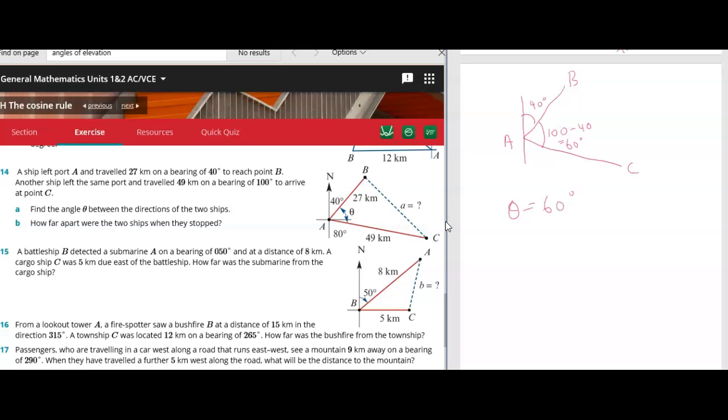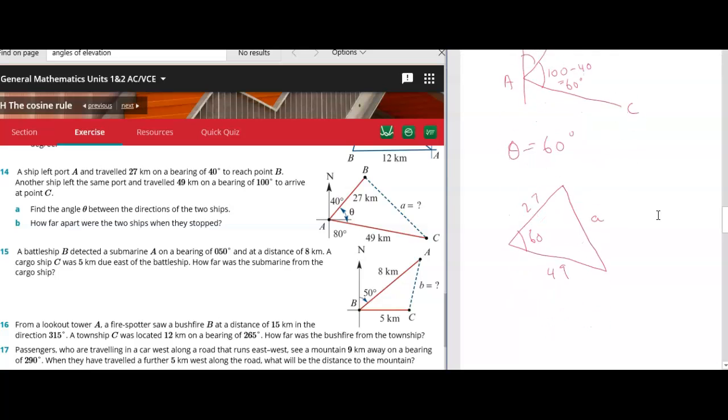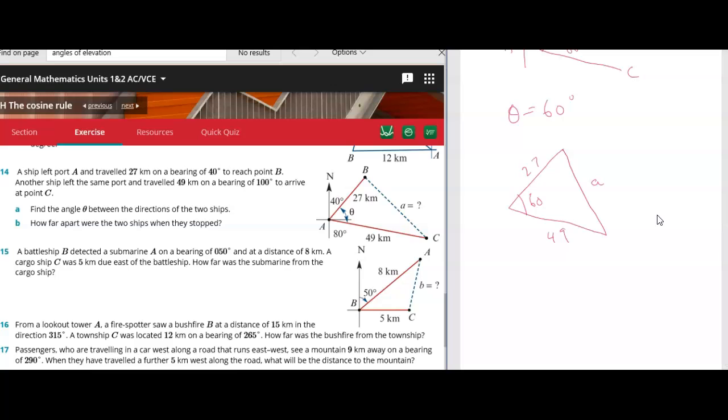How far apart were the two ships when they stopped? So we've got to find this length here. I'm going to redraw my triangle. So this is A. This angle here is 60. This is 27. And this is 49. And label the triangle A, B, and C. Identify your A, B, and C.